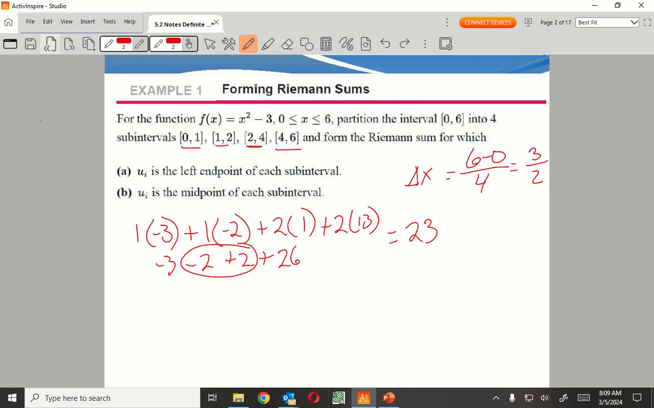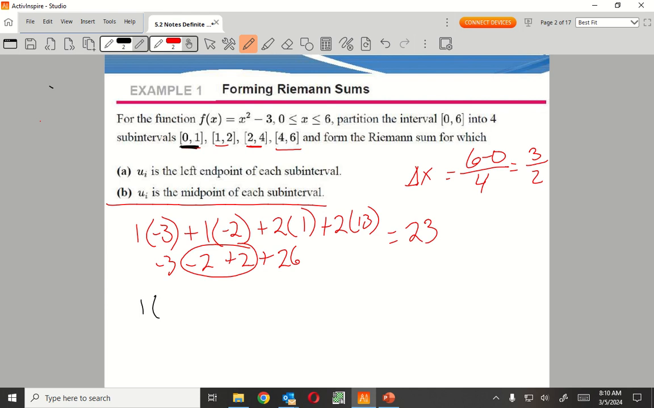Okay, now we're going to do it again, but this time we're going to do the midpoint of each sub-interval. So the midpoint is not going to affect the width, it's going to affect the height, the number that we're going to plug in. Let me change colors just so we can see a difference. My width is still going to be 1 for my first interval.